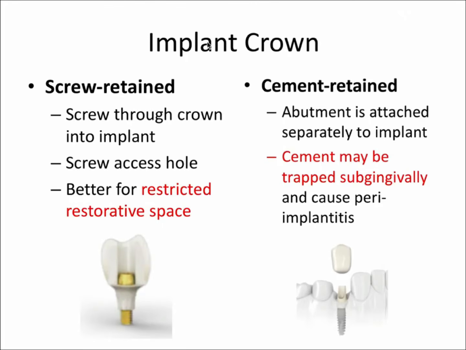And finally, let's talk about the implant crown. So the implant crown itself can be broken down into two categories: the screw-retained crown and a cement-retained crown. For the screw-retained crown, we would place a screw through the crown into the implant. And in general, the abutment and crown of this type are fabricated as one component. And then the abutment screw is placed through the entire piece into the implant.